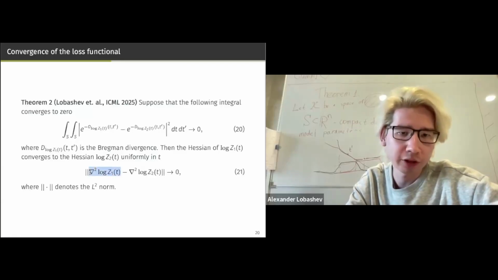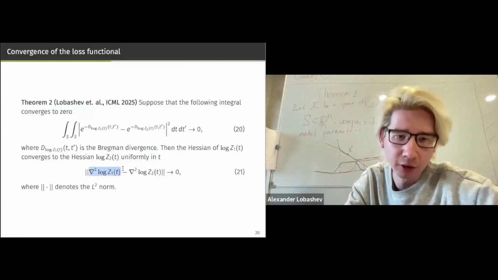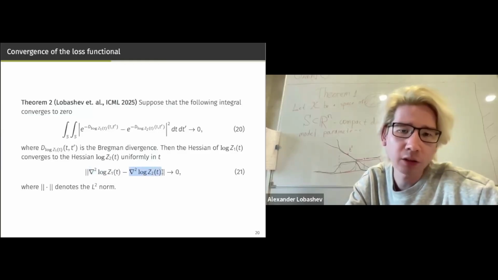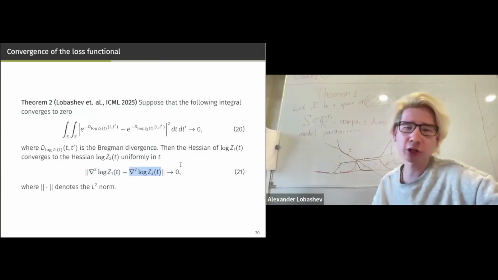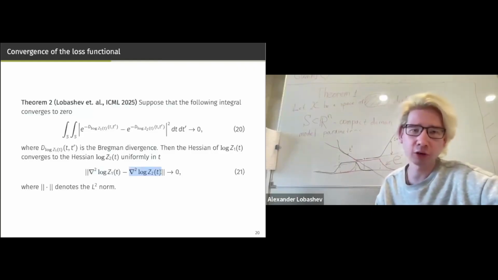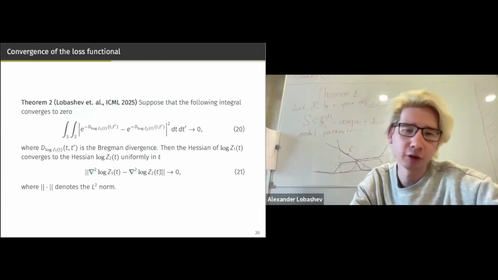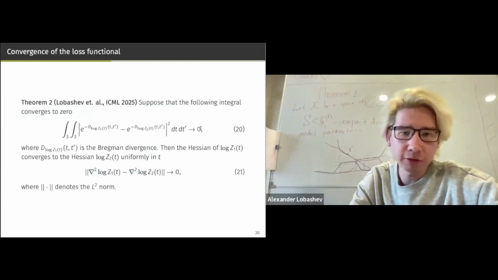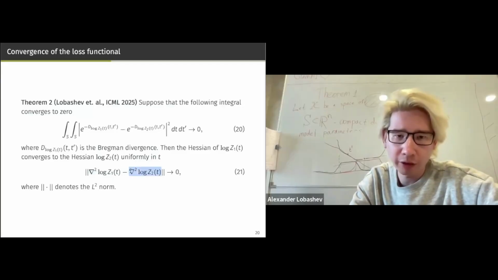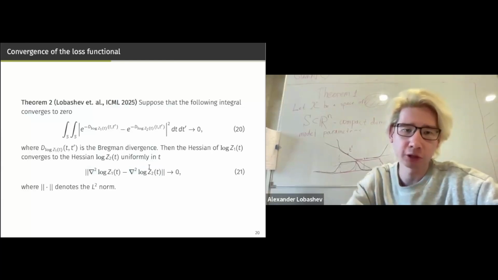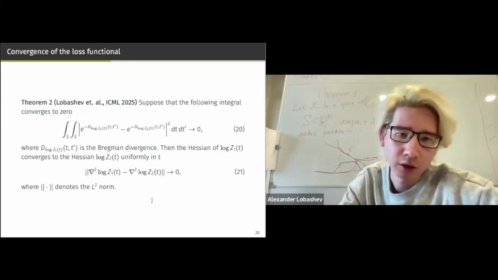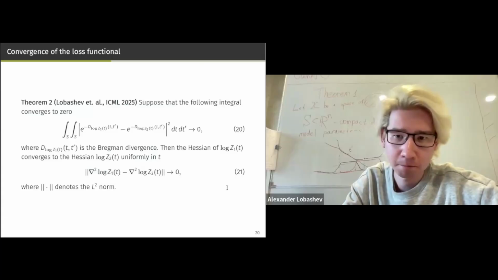So in the case of an exponential family distribution, this Hessian is the Fisher information metric, and our parametric family of convex functions is actually some approximation of this family of Riemannian metrics. And if this loss converges to zero, then we will recover the true Riemannian metric, and it will coincide with this ground truth Fisher metric pointwise. Yeah, this is the statement. Thank you.